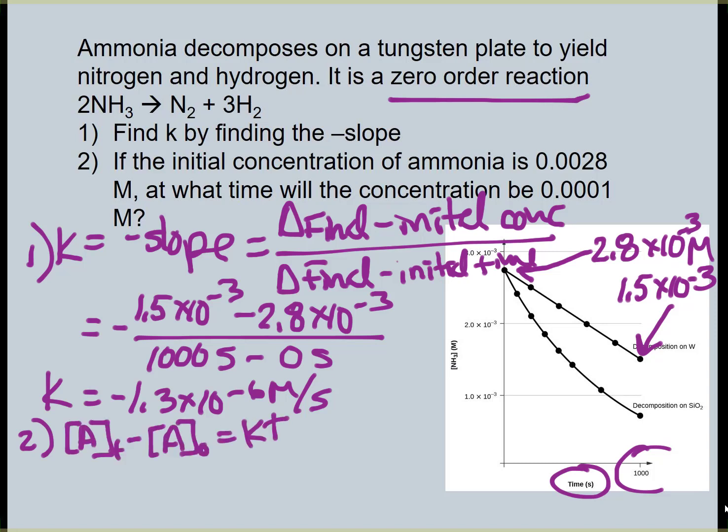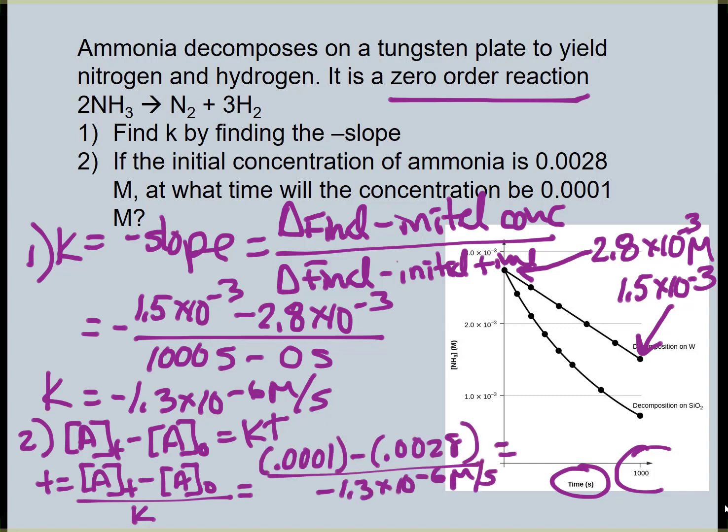So I just wrote my equation. I'm going to solve for t, and then I'm going to put in my numbers. So my concentrations divided by that rate law constant that I just found. And for my final answer, I get 2,077 seconds, or if you divide by 60, I would get 35 minutes as my answer. So in this problem, we used a graph to help us find our concentrations, and we could also find that rate law constant by finding the negative slope.